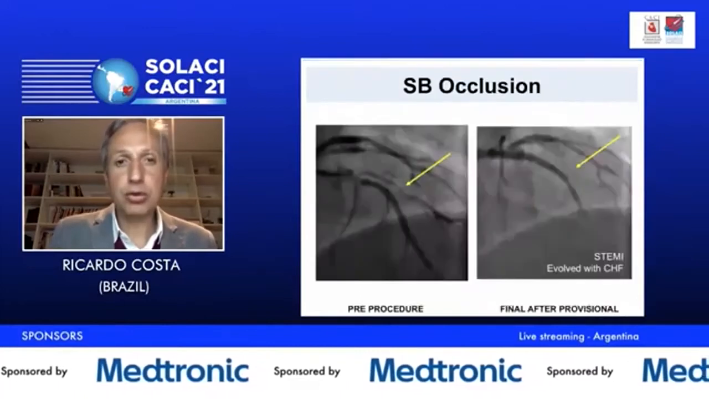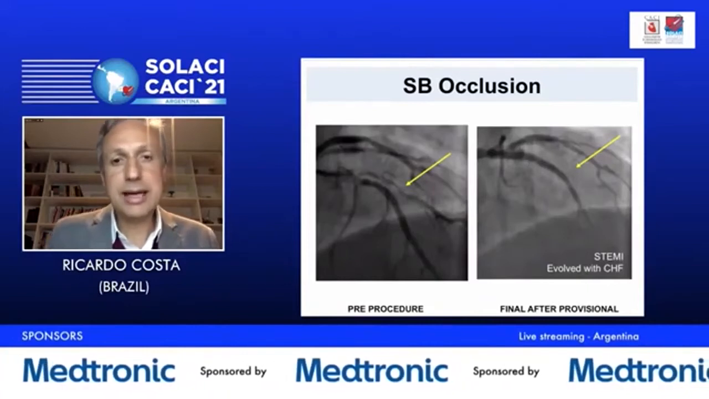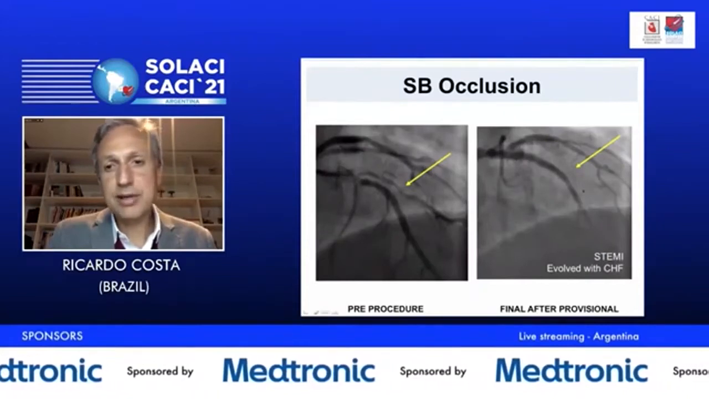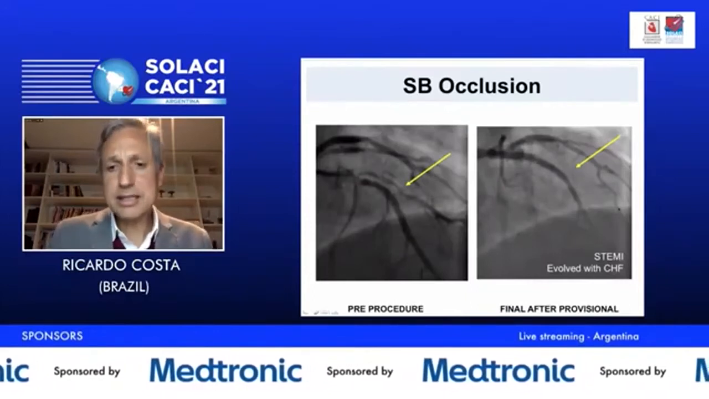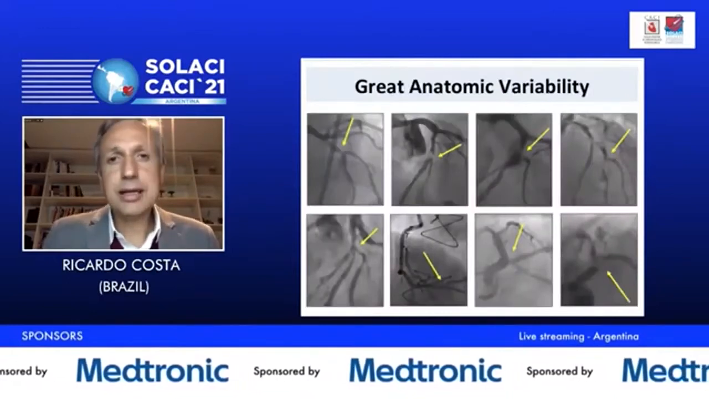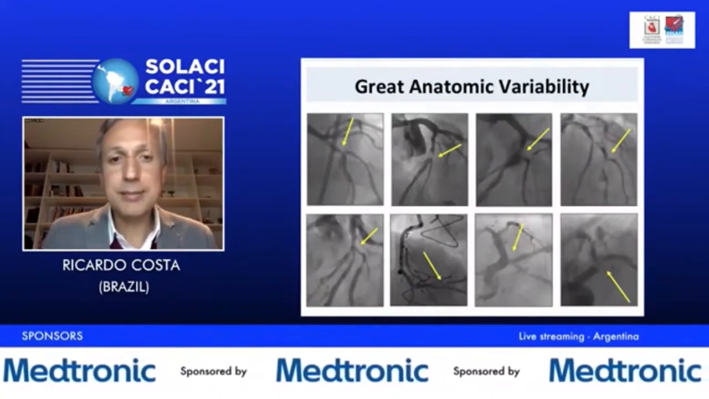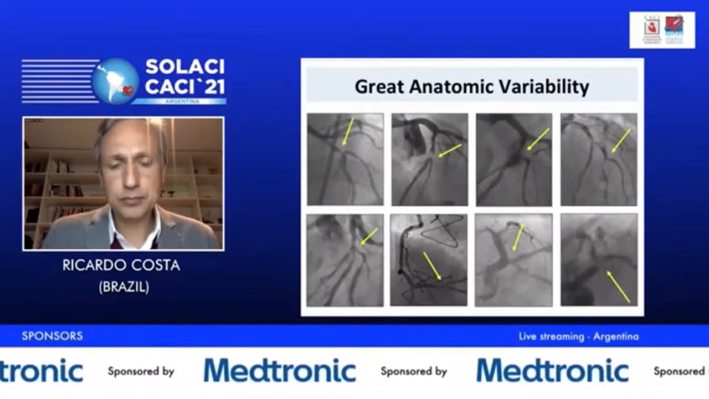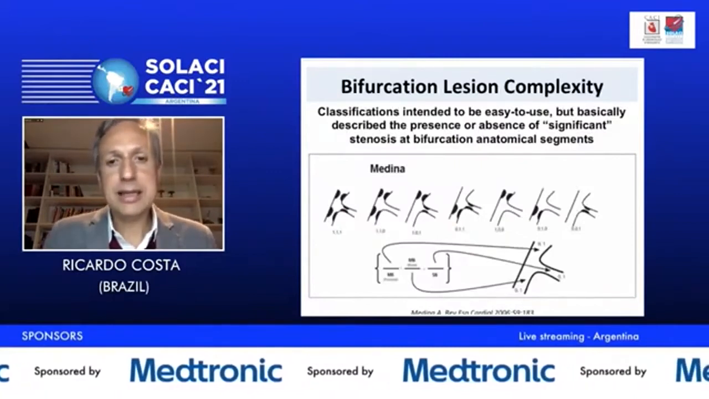Clearly, the provisional strategy does not apply to all cases. Here we have an example of an experience: a large lateral side branch, a diffuse main vessel, and a wire. We couldn't do it with the wire, so the outcome was not favorable. When we have great anatomic variability, it's clear that complexity is similar when we think of a strategy to approach the bifurcation.